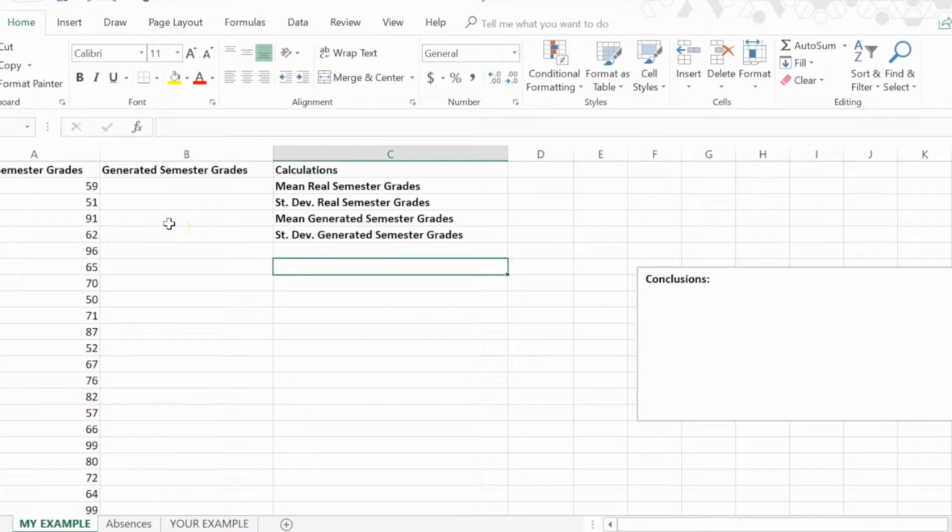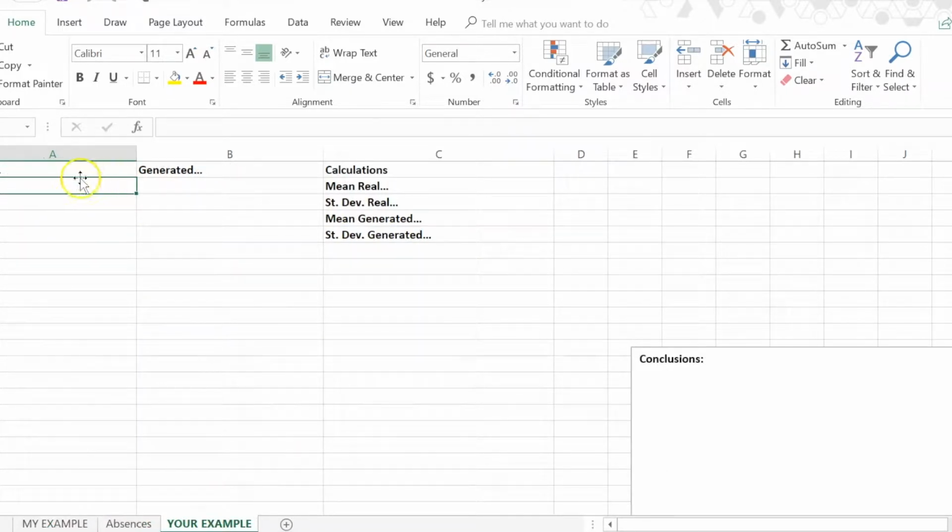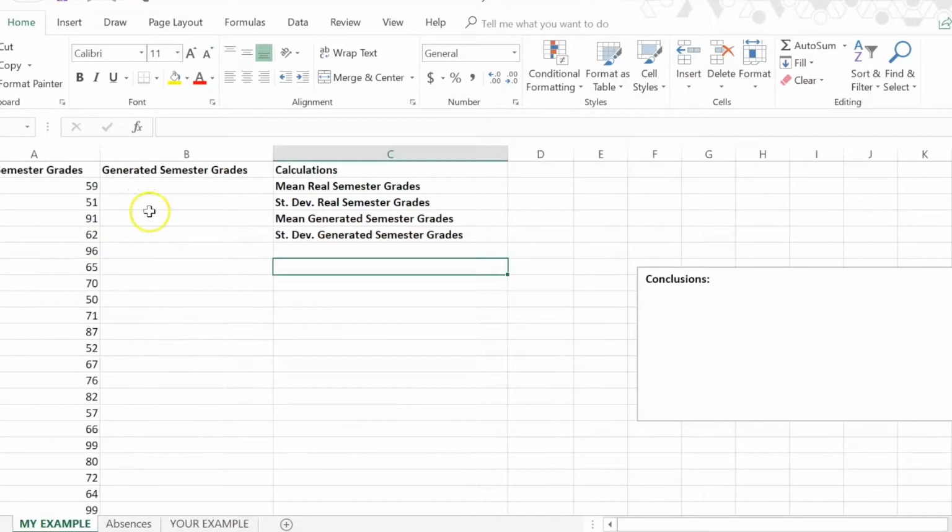This is where we're working with these semester grades. So we'll notice the format here. I always put the real column first, so the actual data, as opposed to the generated. Then we have our calculation space here, the means and standard deviations. So we'll work through this one together, which we've already done in class, as well as talk about the absences here, and then walk through the guidelines on the your example portion of this project.